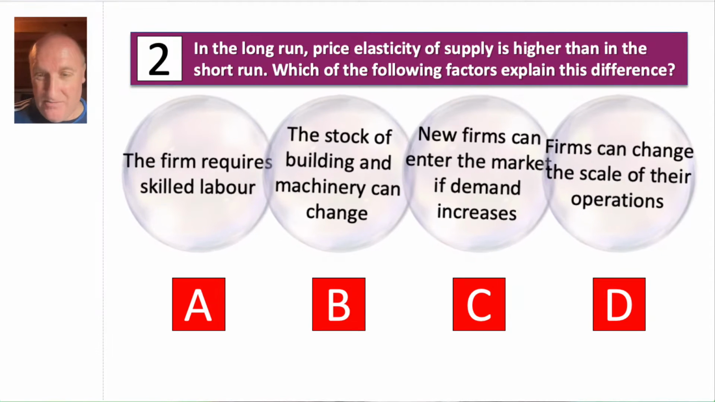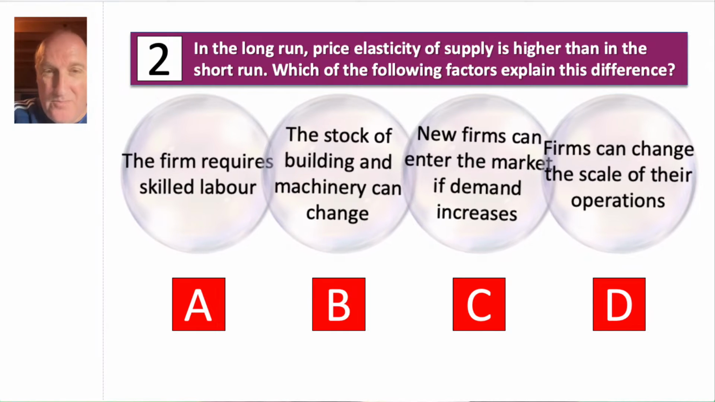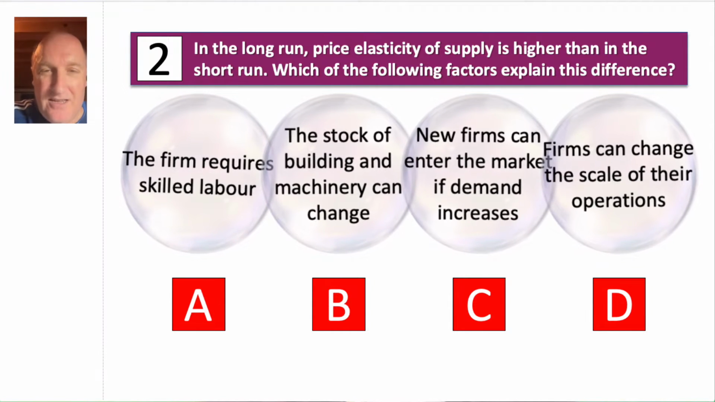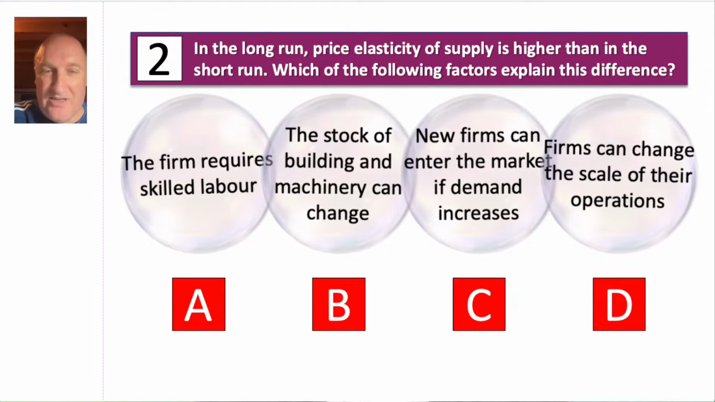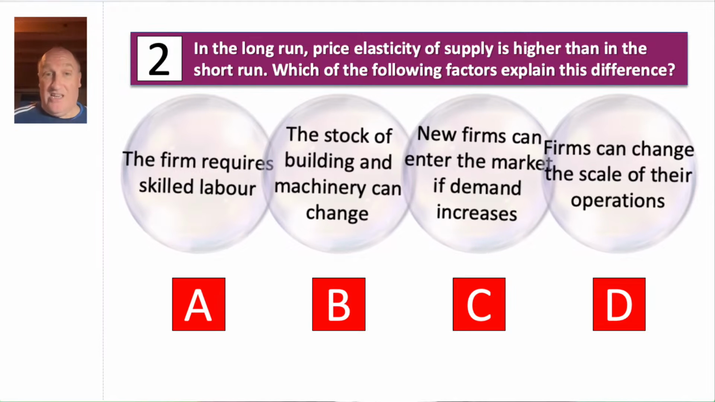Let's go through the answer together. Is it okay with you? We think all of them are right. Well, B, C, and D are right, because in the long run, of course, you can invest in new machinery, new plant and equipment, and you can achieve economies of scale. New firms can enter the market. Firms can change the scale.